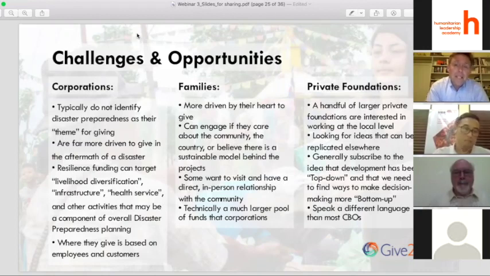What we found instead is that there are a lot of corporate donors who are giving to themes that might fall more in line with resilience programs, so livelihood diversification, infrastructure, health services, and other kinds of activities that might be part of an overall resilience program, and in some cases disaster preparedness.